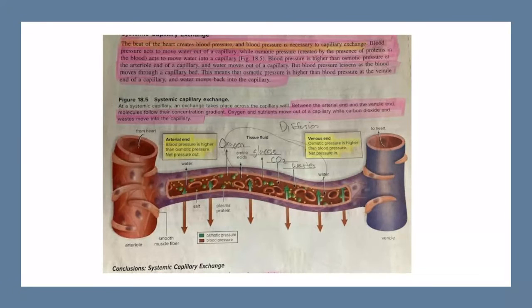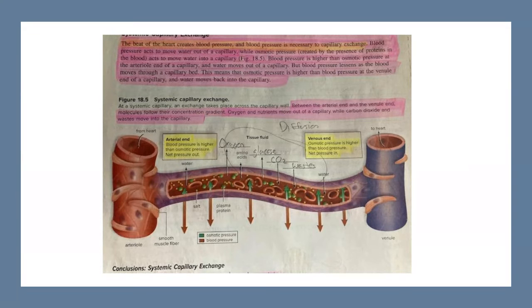First of all, understand that there is the arterial end. This is the venule end. And this is the capillary. I'm going to put capillary here. The whole thing is the capillary. Now, we talked about how capillaries are places of exchange.